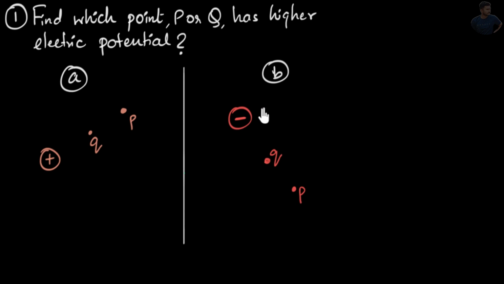So we have two cases. In both cases, we have P and Q and we have charges. We need to figure out which point has a higher electric potential. How do I do that? So the first thing I do is I ask myself, hey, what's the meaning of potential? Well, you can think of electric potential as basically how much potential energy a coulomb would have at any point.